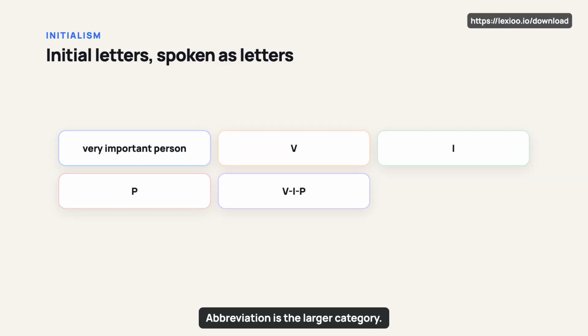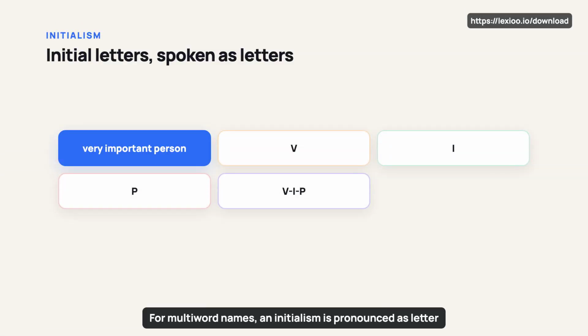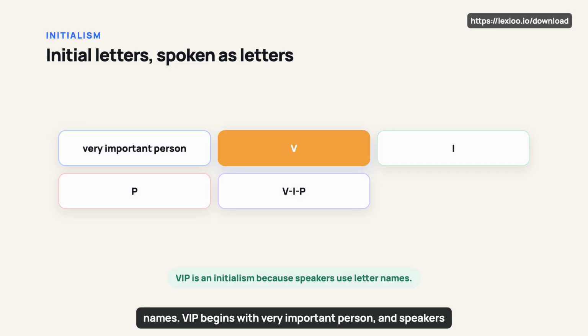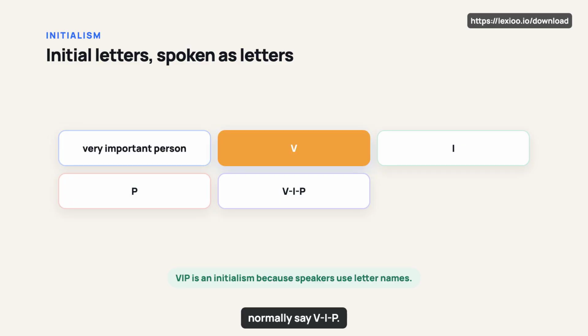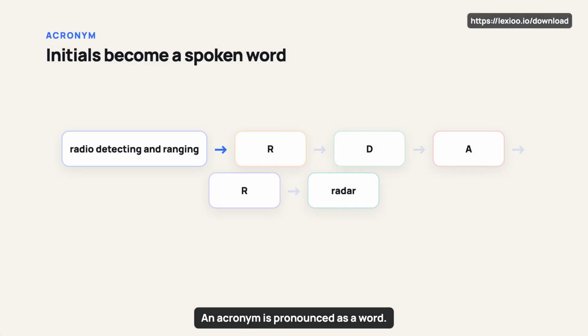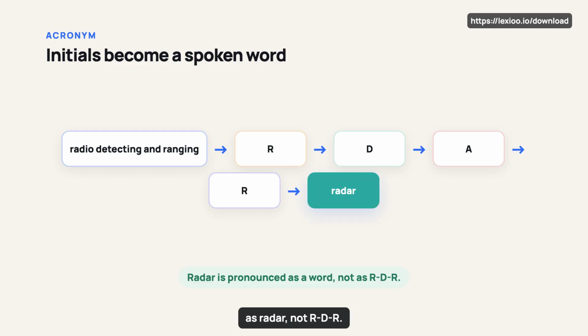Abbreviation is the larger category. For multi-word names, an initialism is pronounced as letter names. VIP begins with very important person, and speakers normally say VIP. An acronym is pronounced as a word. Radar comes from radio detecting and ranging. Its letters are initials, but the result is spoken as radar, not RDR.